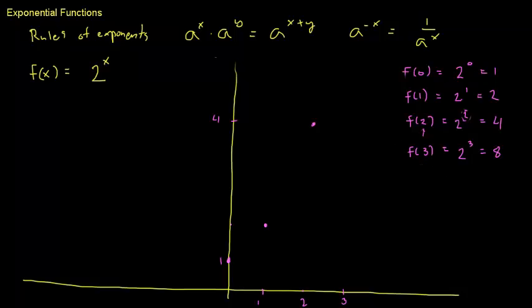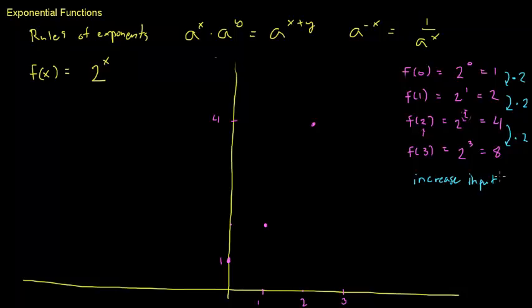Let's go the other direction, but maybe before we do that, let's compare how these numbers change. How did I get from 1 to 2? Well, I multiplied by 2. How did I get from 2 to 4? Well, I multiplied by 2 again. And how did I get from 4 to 8? I multiplied by 2.